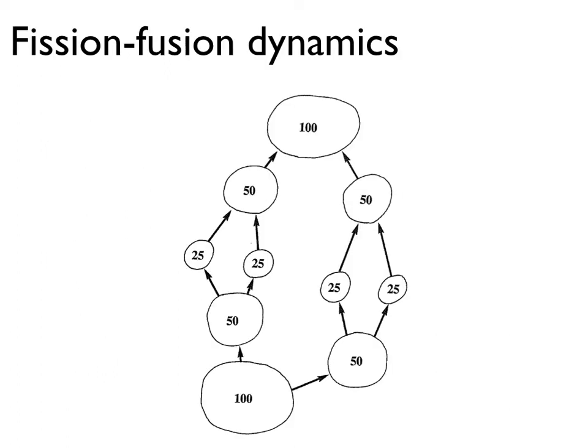And as they move camps, they also have what we call fission-fusion dynamics. So fission is breaking up, and that's the process you see going from the 100-sized group. They break up into the 50-person size groups and then into the 25-person size groups. And the fusion part is coming back together. So these 25 groups might meet up and become a 50-person group, and those two 50-person groups might meet up and become a 100-person group again.